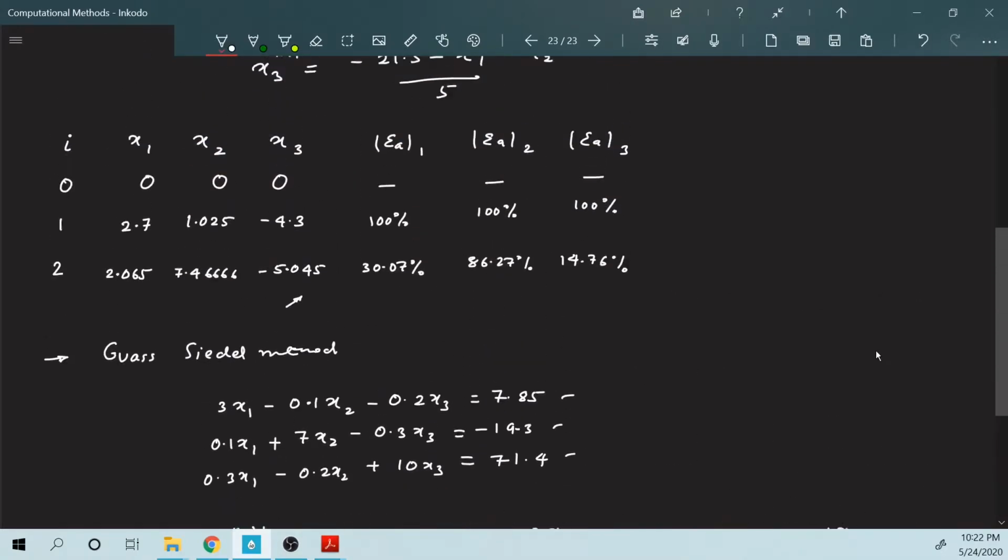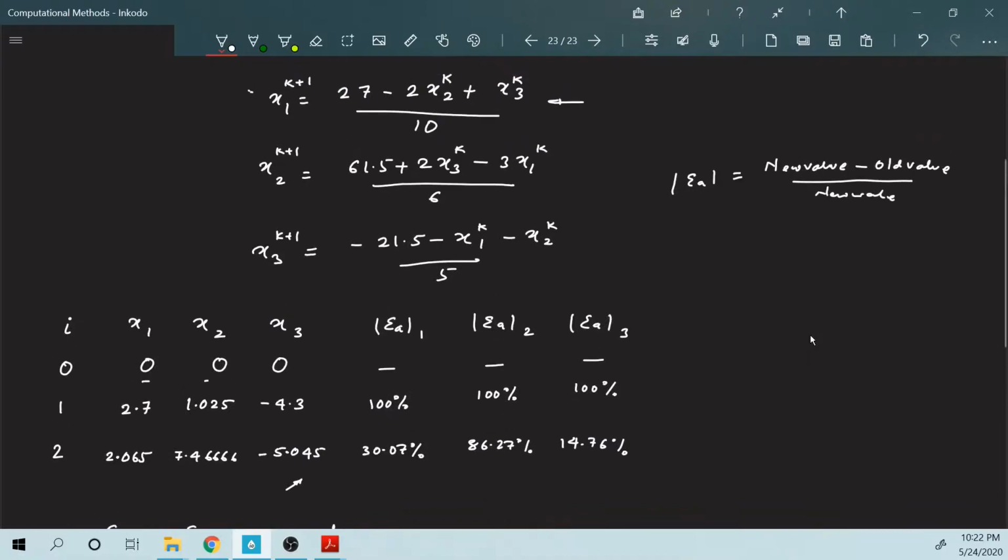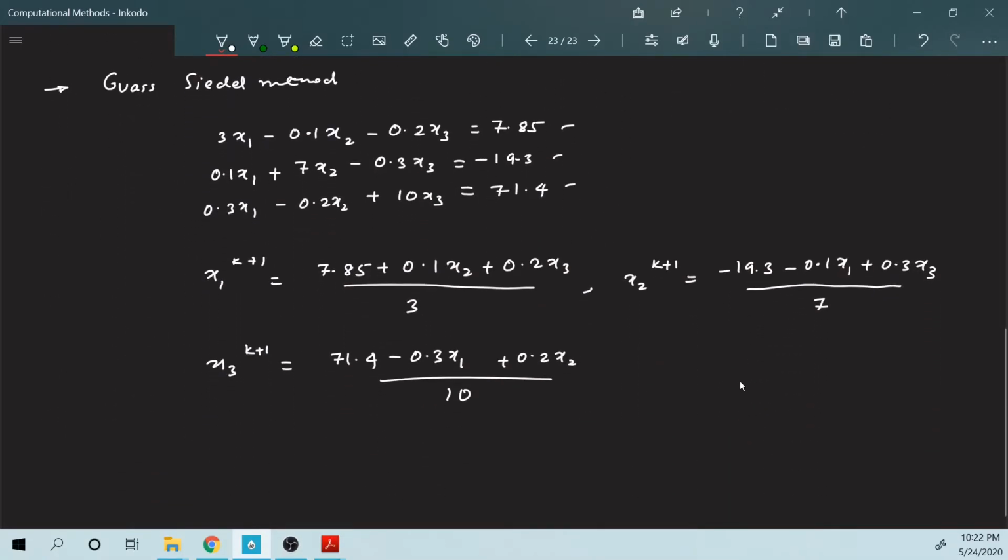So in Jacobi method, what we used to do is we used the values from the previous iteration. That means when I said find out the value of x1 for the next iteration, you used the values of x2 and x3 from the previous iteration. Okay, but now in Gauss Seidel method, you are going to use the value as it gets available.